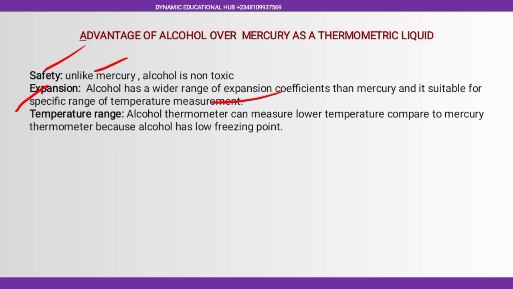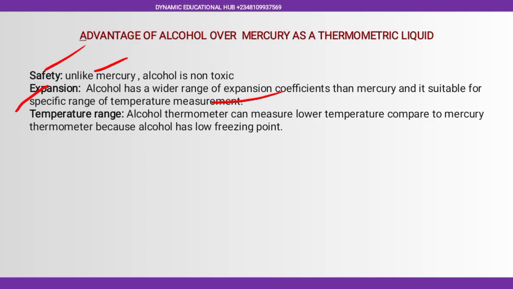Now this one, alcohol has a what? A wider range of expansion, which means that if you compare the coefficient of expansivity, cubic expansivity, the one for alcohol is more than that of mercury. So that is why we give it a thumbs up for expansion of alcohol.